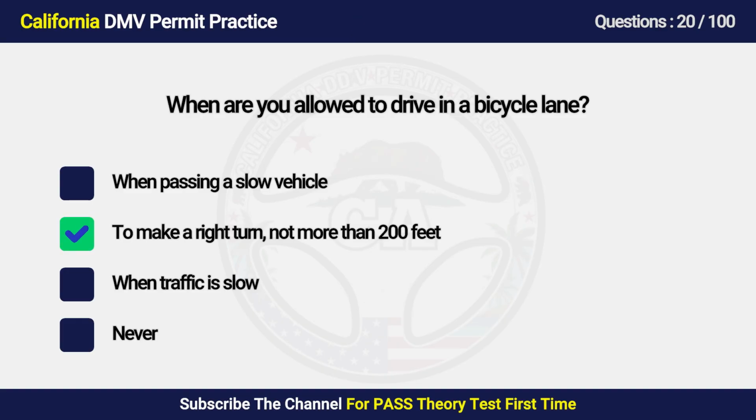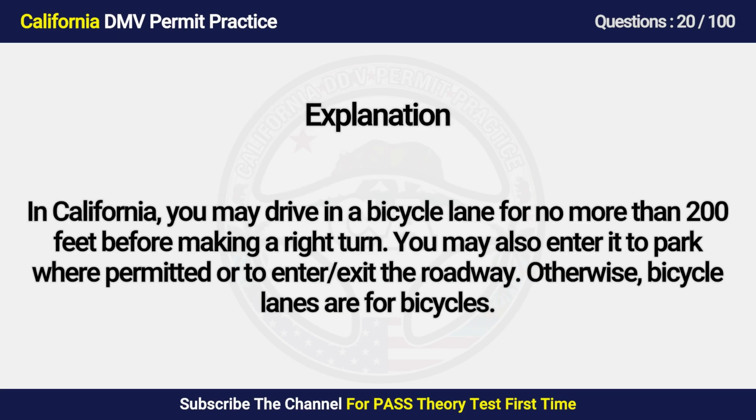Answer is B. To make a right turn, not more than 200 feet. In California, you may drive in a bicycle lane for no more than 200 feet before making a right turn. You may also enter it to park where permitted or to enter the roadway. Otherwise, bicycle lanes are for bicycles.